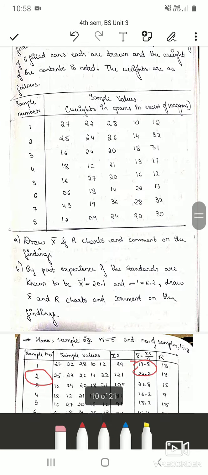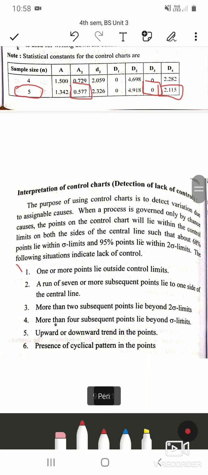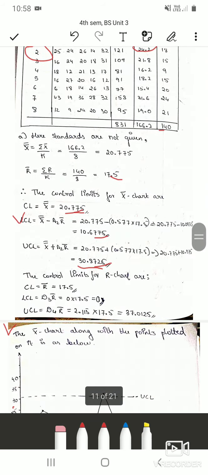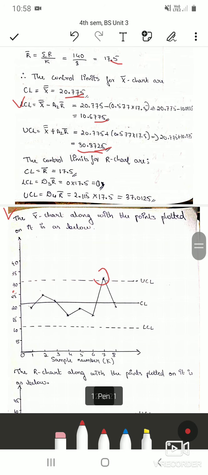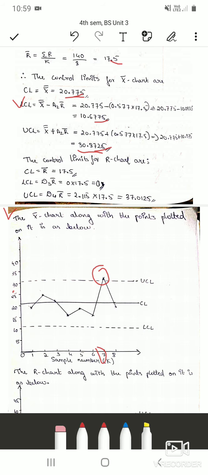Now go to the interpretations. See here, if one or more points lie outside the control limits, then we say there is lack of control in the process. Now you can see there is one point, that is for sample 7, it is 31.8 I guess. So this lies above the limits. Therefore the interpretation will be, since one point lies above the control limit, the process is not under control.